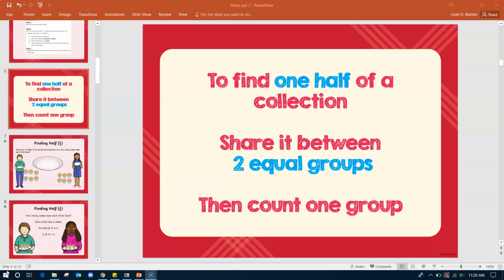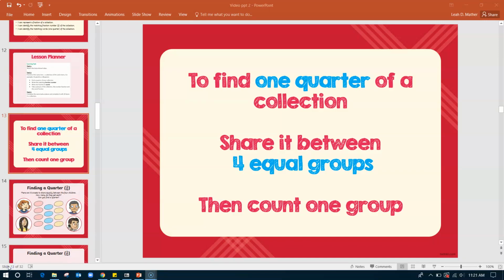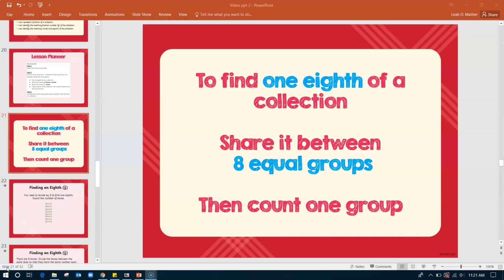Let me remind you, to find 1/2 of a collection, you share it between 2 equal groups. So if you have 2 equal groups, the fraction you are trying to find is 1/2. To find 1/4 of a collection, you're going to share it between 4 equal groups. So if you're making 4 equal groups, the fraction you are trying to find is 1/4. To find 1/8 of a collection, you're going to share the collection between 8 equal groups. So if you're making 8 equal groups, the fraction you are trying to find is 1/8 of a collection.